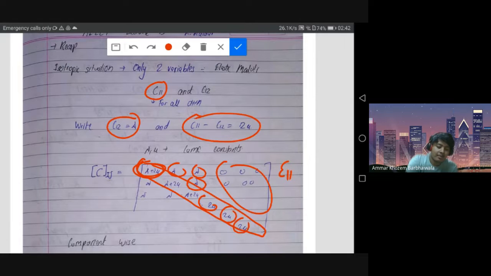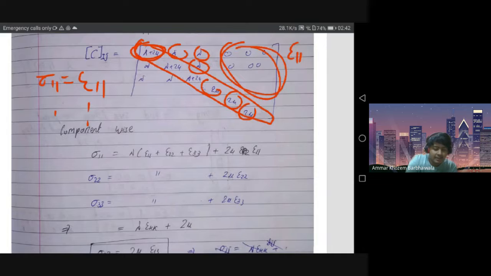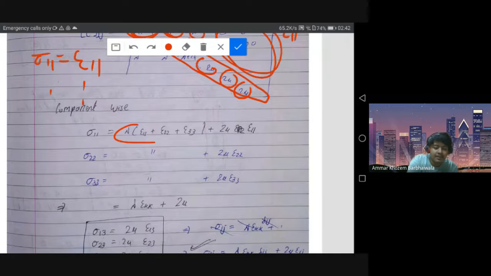So all these components would be zero, which would imply that sigma 1 1 would only go with epsilon 1 1, and so on for the rest of them too. So I can write this as sigma 1 1 is equal to lambda times (epsilon 1 1 plus epsilon 2 2 plus epsilon 3 3) plus 2 mu times epsilon 1 1. And this is basically the trace of epsilon, right?